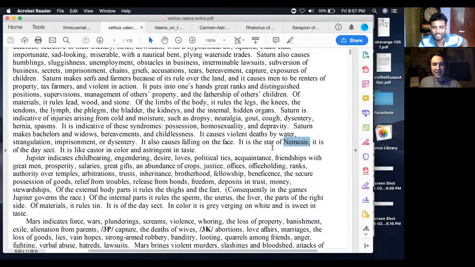So again, Saturn in its holistic aspect, it's a day planet, as we talked about in the second lecture, and it is like castor in color and astringent in taste. So just investigate those things, and that'll make sense. I think that fits very well personally.